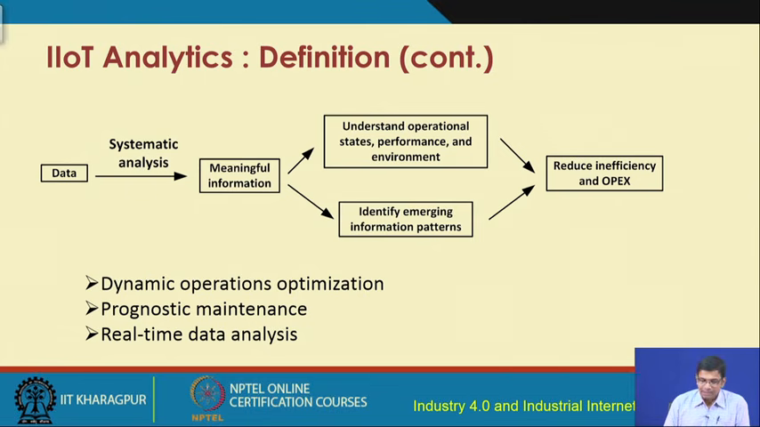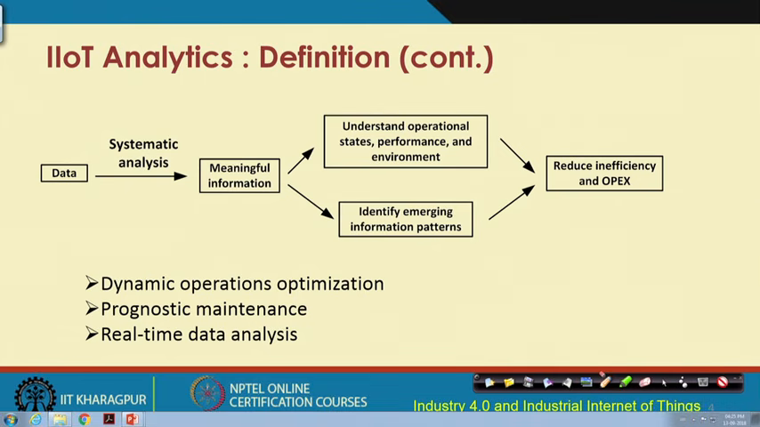As we can see here, we have the raw data that are generated by the different sensors. These raw data have to be analyzed, because these raw data are going to be all useless if meaningful information cannot be generated out of the data. So, this transformation of raw data into information through systematic analysis is crucial, otherwise the data becomes useless.